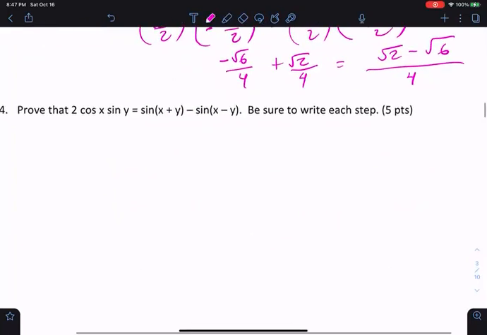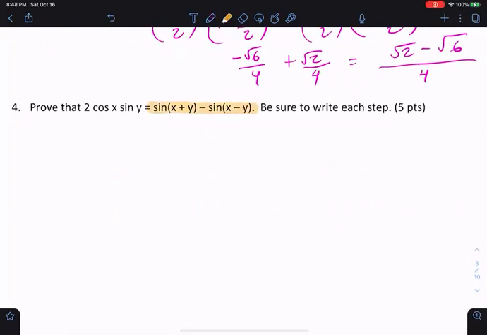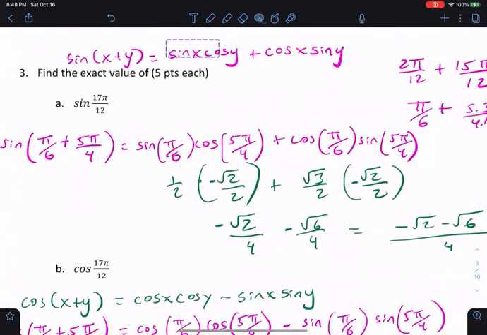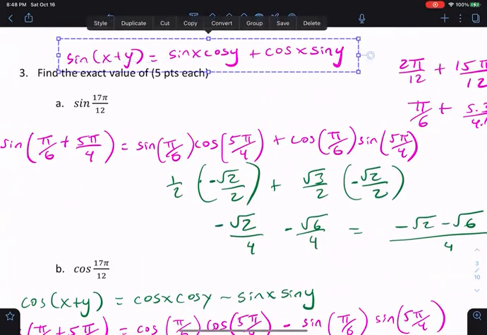I need to expand here. Okay, I'm gonna work with this side. So again, I'm gonna copy the formula. I don't want to write this again. Okay, so this is that formula. Okay, copy.